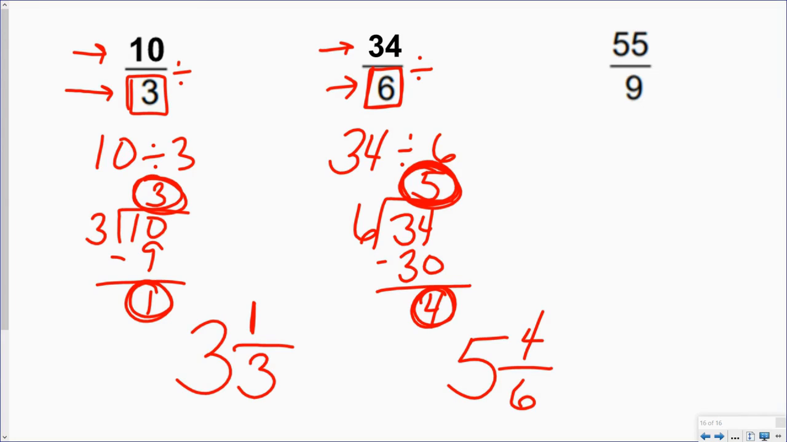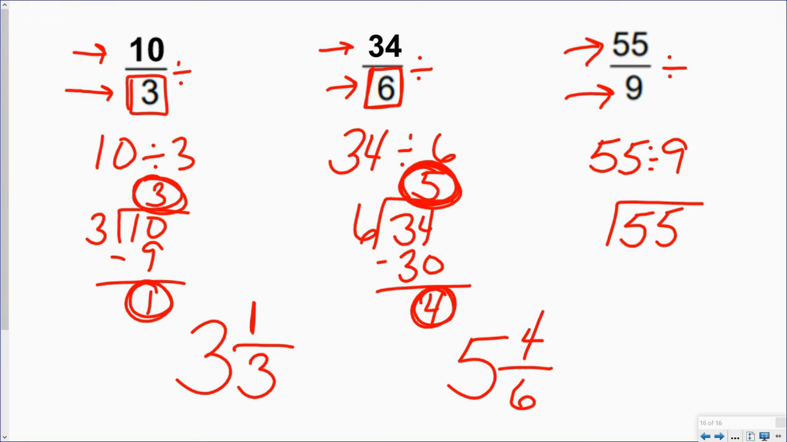My last one here, 55 ninths. Again, I know it's an improper fraction because my 55 is larger than my 9. And I know that this says 55 divided by 9. So if I write that down again, I have 55 divided by 9. I know that 9 goes in there 6 times, which is 54. So I'm going to subtract my 54, leaves me with 1 left over.